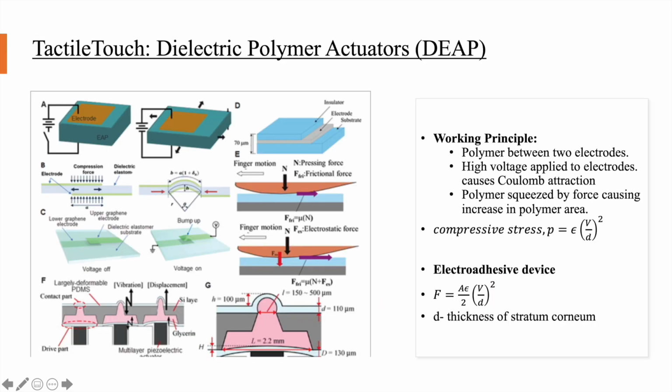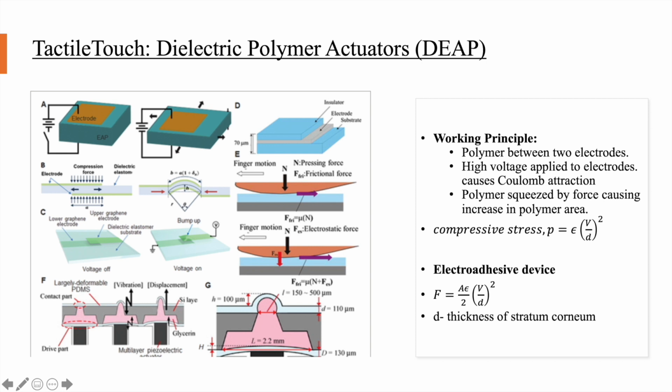Next is tactile touch. Okay, now we have recorded the touch. How do we transfer this touch? In the technology that is currently under research, the actuators that are used are known as dielectric polymer actuators. These dielectric polymer actuators contain a polymer that is sandwiched between two electrodes. These electrodes can be like carbon grease. If we apply any kind of voltage across the electrodes, then due to the Coulomb attraction, a compression force develops between the electrodes, due to which the dielectric elastomer tends to expand.